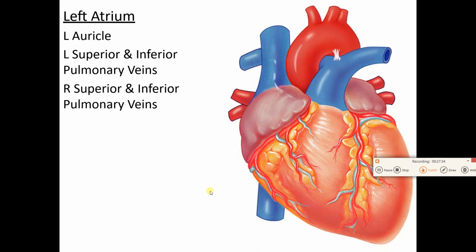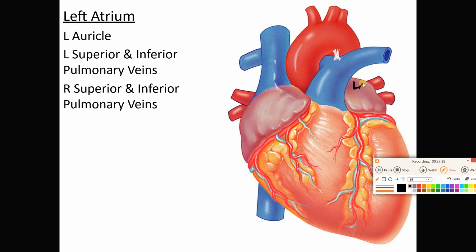Let's talk about that left atrium now. Left atrium is sitting up here. There's the left atrium. It is the receiving chamber for that pulmonary circuit. So it's getting oxygenated blood. The wrinkly flappies are our left auricle, which allow for expansion.